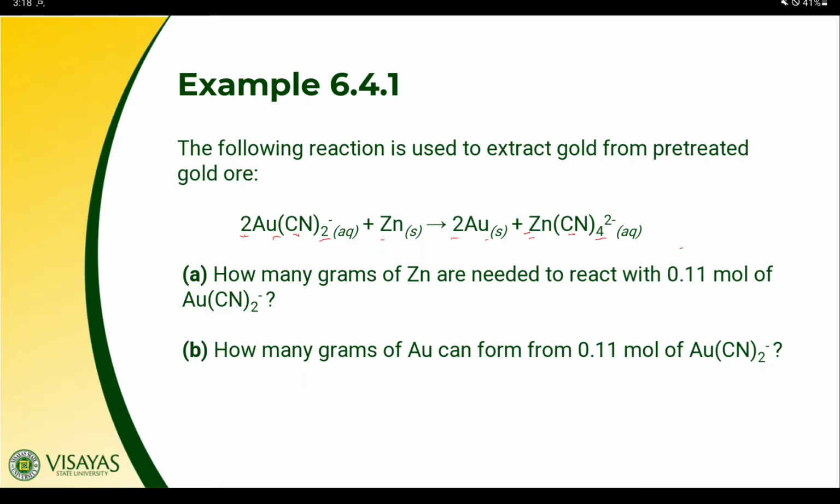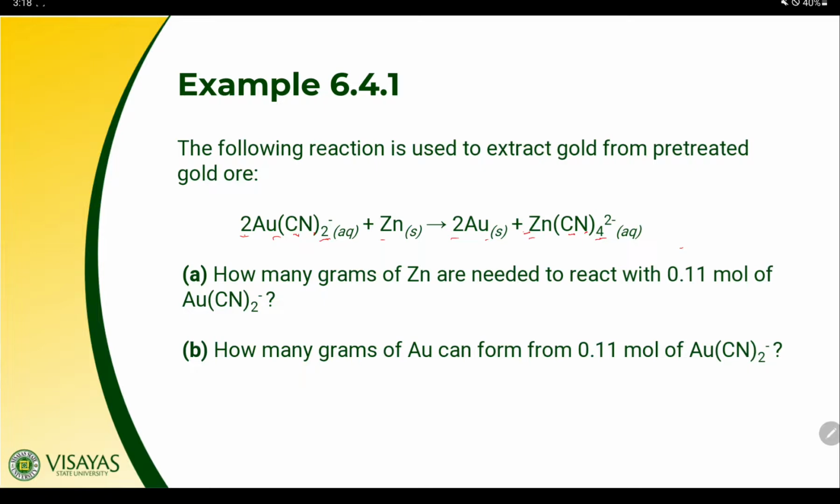Lastly, for nitrogen atoms, we have 2 times 1 is 2 times 2, we have 4. On the other side of the equation, we have 4 times 1 times 1, it's still 4. Okay, so the equation is already balanced. Now, we can proceed to computing the required values in the problem. So first, how many grams of zinc are needed to react with 0.11 mole of this one, gold(I) cyanide?